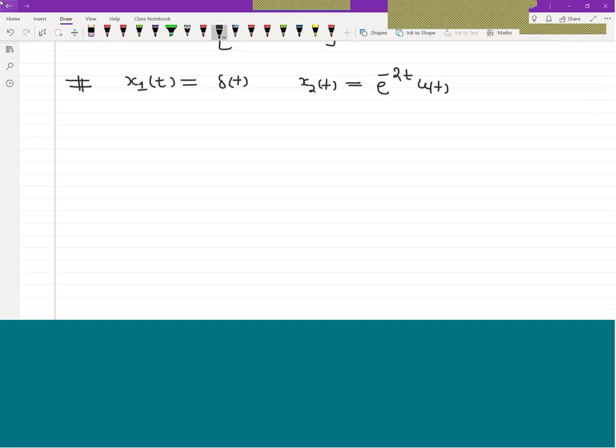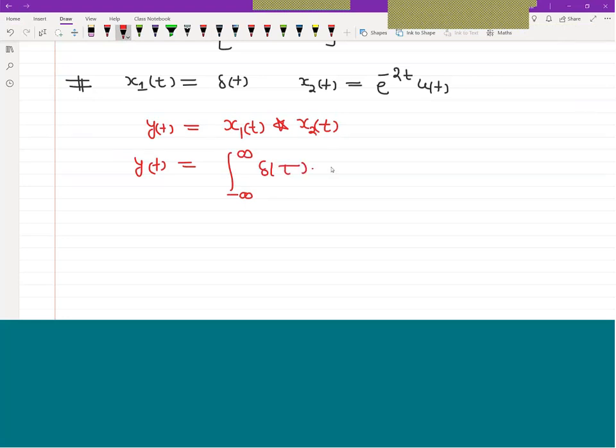So how can we proceed for this question? y of t is x1 of t convolution with x2 of t. So y of t is equivalent to the integral from minus infinity to infinity of x1 of tau into x2 of t minus tau.